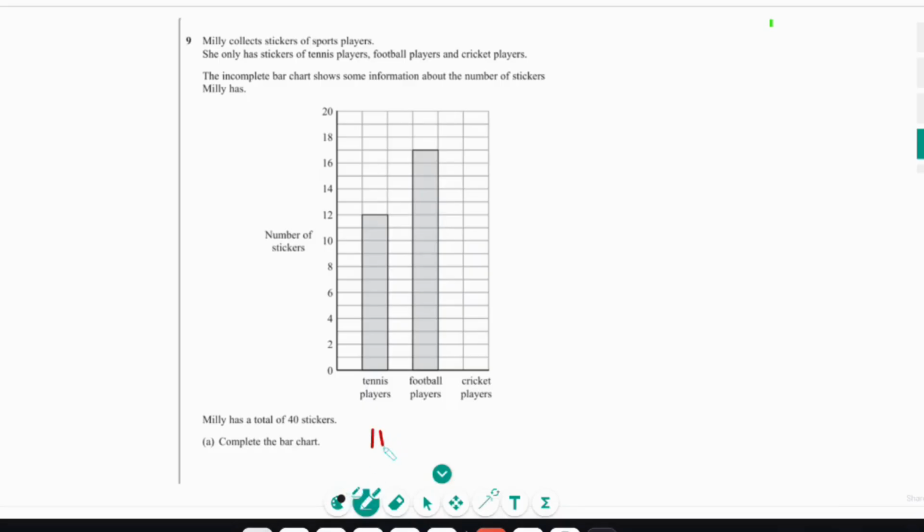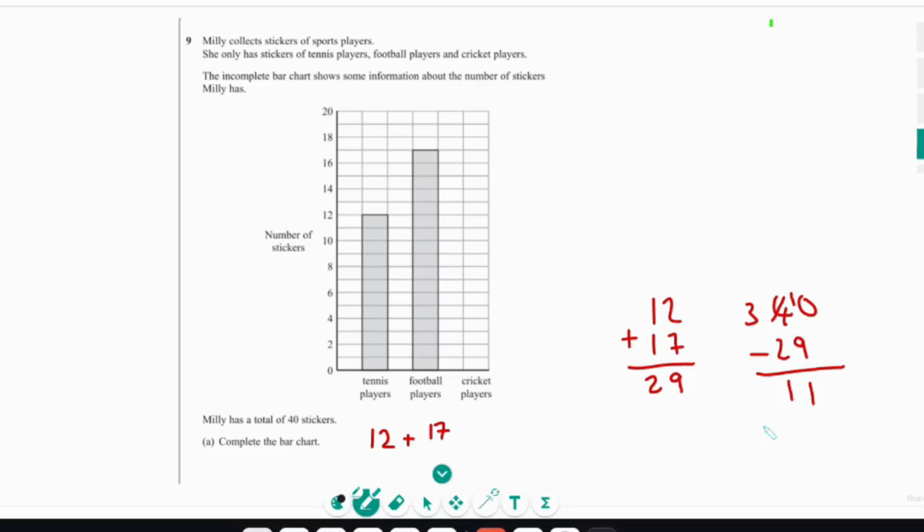So we've already got 12 for tennis. We have 17 for football. 12 plus 17, 29. She's got 40 stickers altogether. Let's see what's left for the cricket. 0 take away 9, you can't do. Let's knock and borrow. So we have 11. So for cricket, 11 is here.